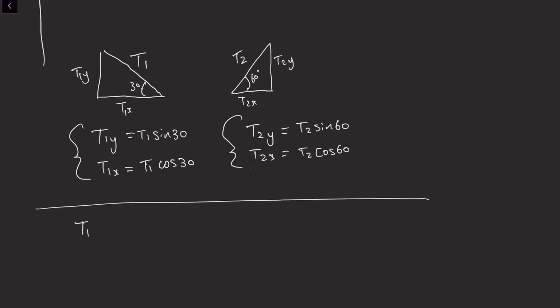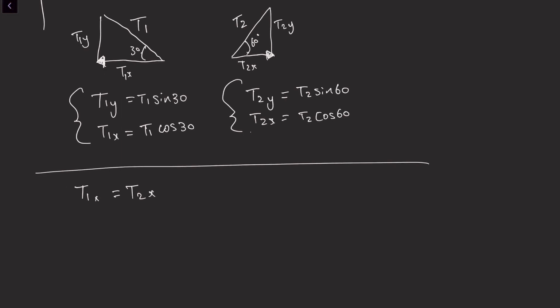T1 of x is pulling in the left direction, and T2 of x is pulling in the right-hand direction. So they're pulling in opposite directions. This block is not moving, so therefore we know that T1 of x must equal T2 of x, because the net force must equal 0.